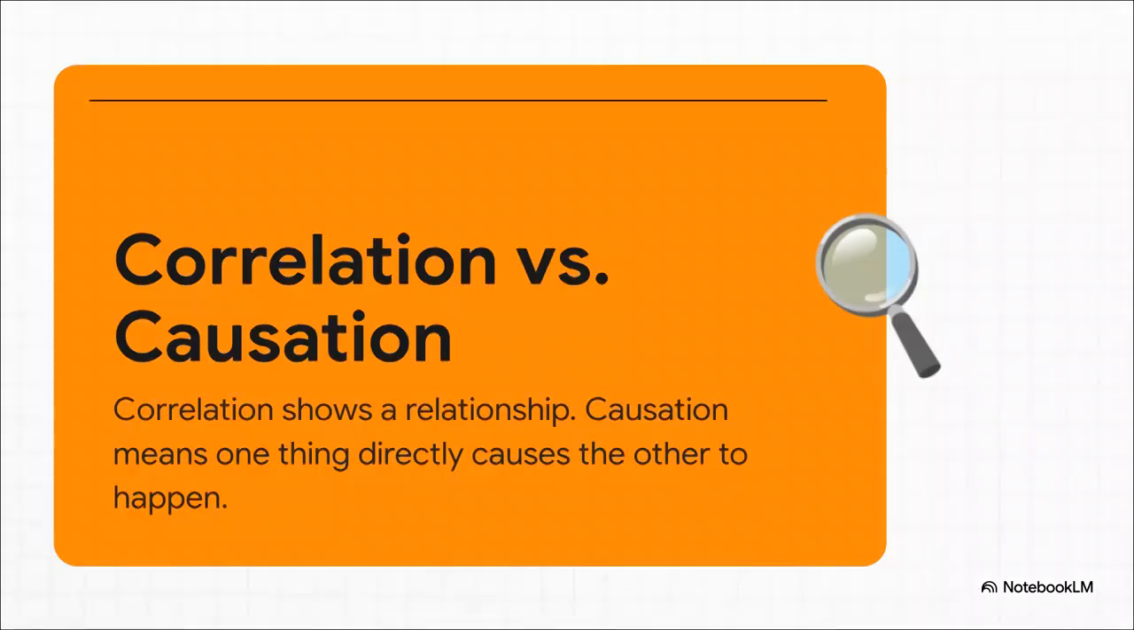And this brings us to what might be the single most important rule in all of statistics. Correlation does not equal causation. A scatter plot can show you that two things are related. That's correlation. But it can never, ever prove that one thing causes the other. Proving that is a much, much tougher case to make.